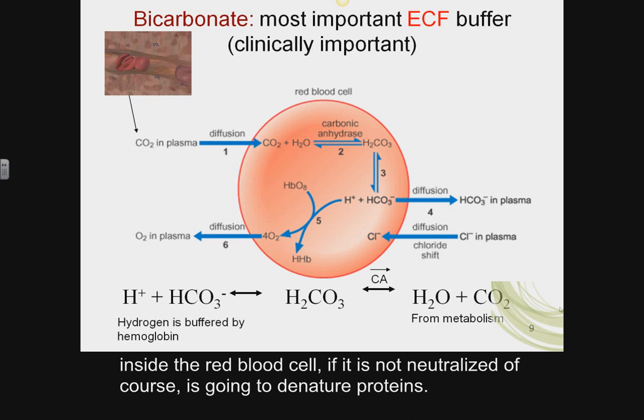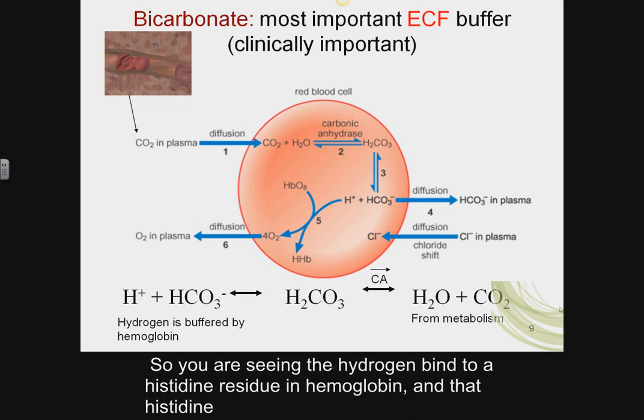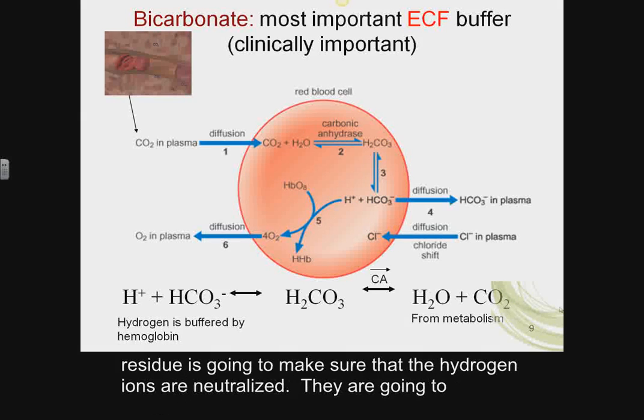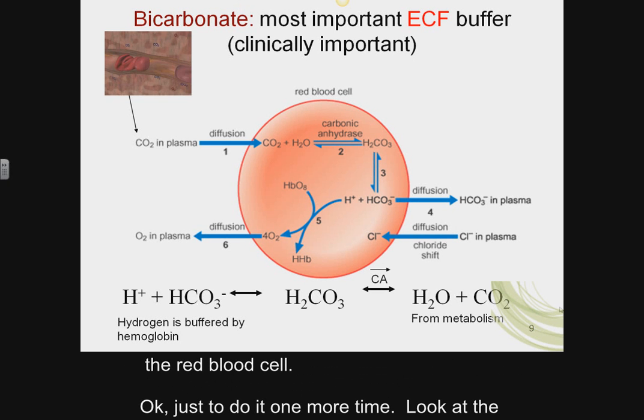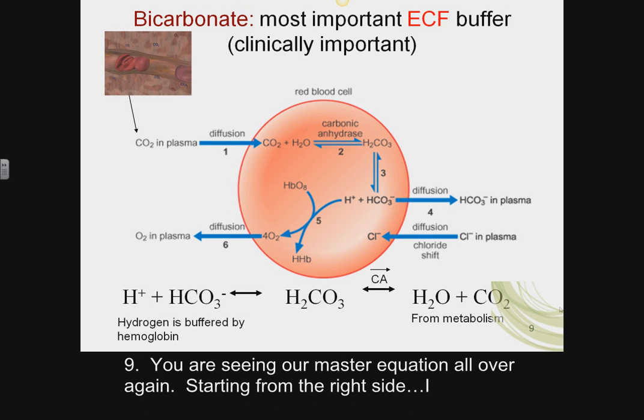The hydrogen inside the red blood cell, if it is not neutralized of course, is going to denature proteins. So you are seeing the hydrogen bind to a histidine residue in hemoglobin, and that histidine residue is going to make sure that the hydrogen ions are neutralized. They are going to be bound to the histidine residue so that it can't drastically change pH inside the red blood cell. Just to do it one more time, look at the bottom of this slide.